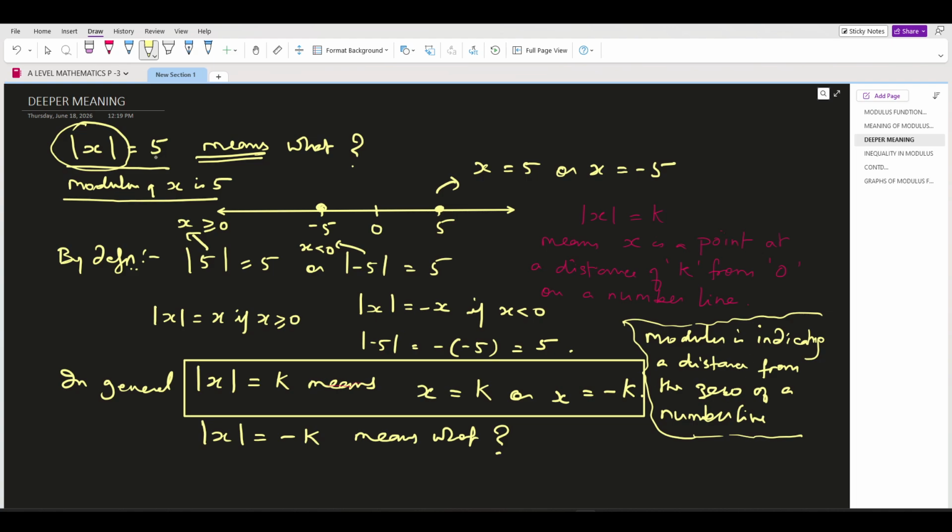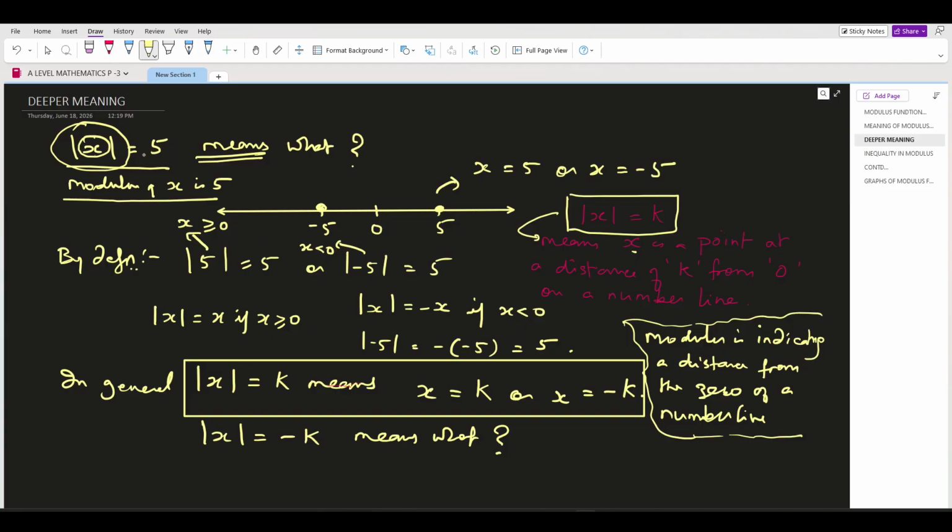Now modulus of x equal to 5 means the x, whatever is between the two parallel bars, that you have to take. So you can say x is at a distance of 5 from 0 on the number line. That is the meaning of it. So I have written here, in general, if modulus of x is equal to k, it means that x, because x is written between the two parallel bars, is a point at a distance of k from 0 on a number line.